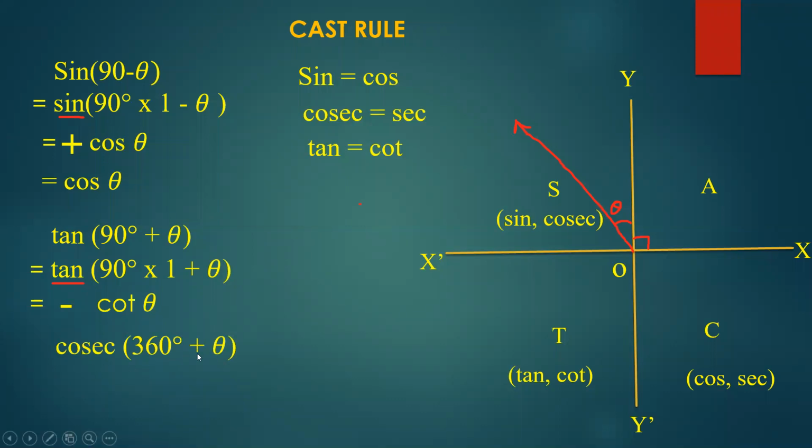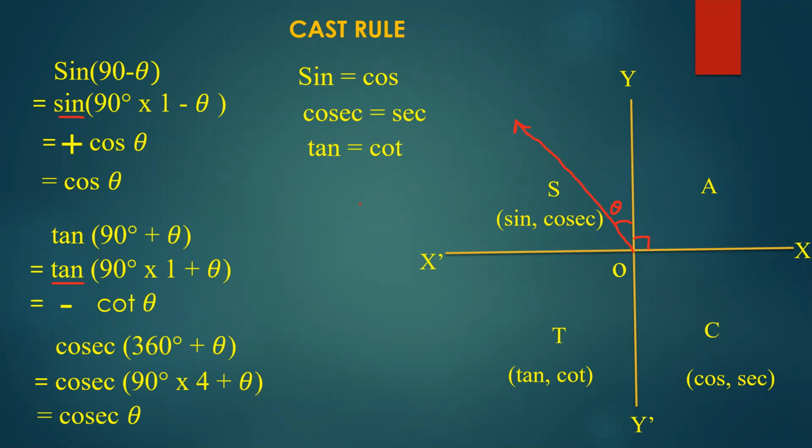Cosec of 360 degrees plus theta. Let's get the value of this one. Now I think you understood what to do. Let's express 360 degrees in terms of 90 degrees. So it will be cosec of 90 degrees times 4 plus theta. Now remember, 4 is an even number. Okay, that's why cosec will not change, and it will be cosec theta only.